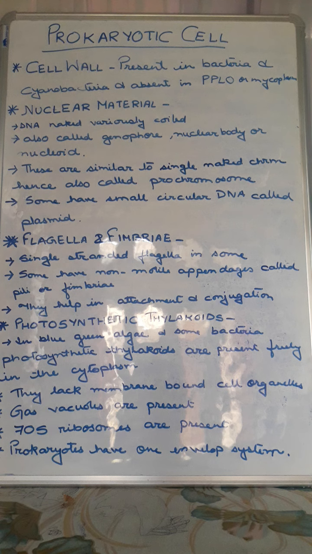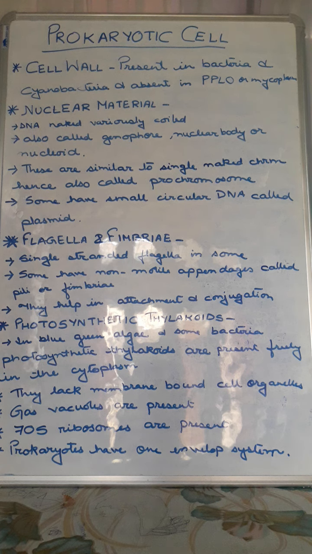Then the nuclear material, which is a very important part of a cell, isn't it? Here DNA is naked and it is variously coiled. That means it will remain in a coiled fashion because there is no membrane bound nucleus, isn't it? That's why this will remain scattered in the cytoplasm. These are also known as the genophore, nuclear body, or the nucleoids. And these are equivalent to the single naked chromosome, for which these are also known as the prochromosomes. Got it?